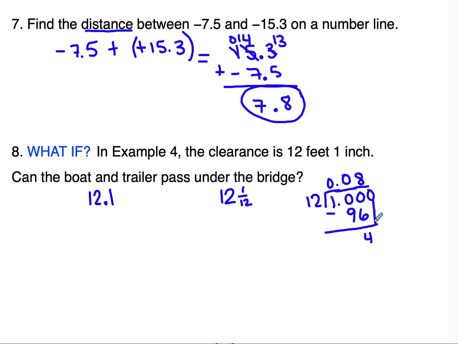Okay. Going to bring down that 0. Okay, so let's see. 12 goes into 40 3 times. 3 times 12 is 36. Oh, I got another 4. It's telling me that since I got a 4 here and a 4 here, my 3 is going to be repeating. So I'm going to bring that decimal part back over to my 12 and 1/12.